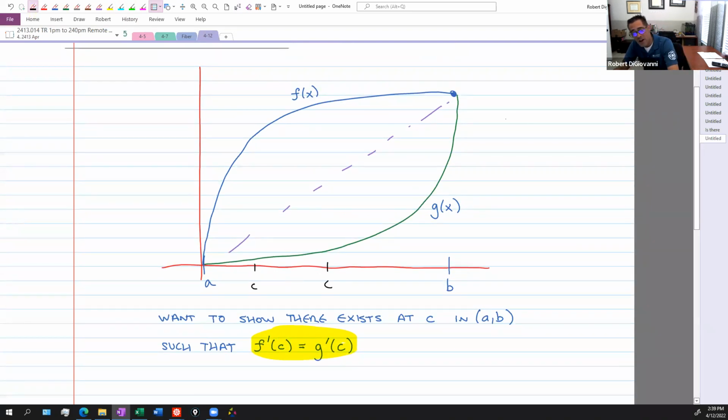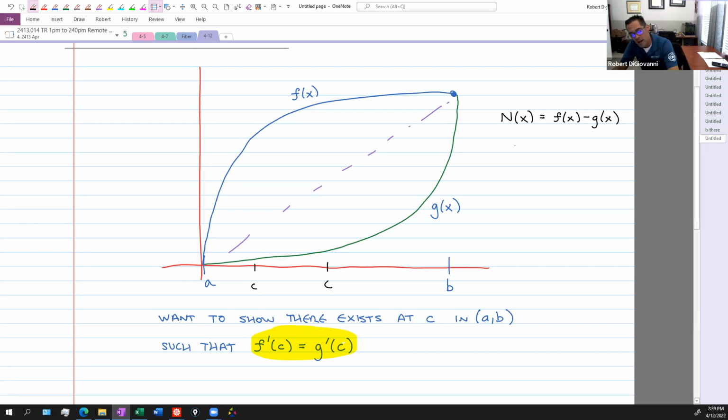I'm going to define a new function. This new function I'm gonna call capital N for new, because it's a new function. This new function, n of x, is going to be the f function minus the g function. The difference of the two. Now, why? Okay, just hang tight.